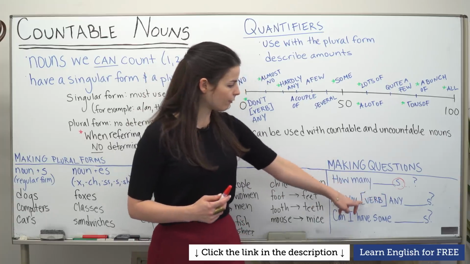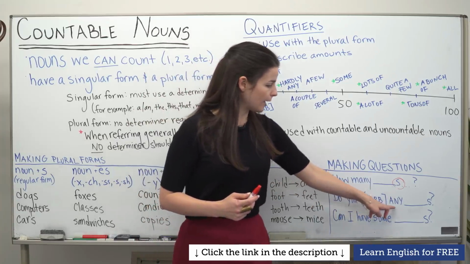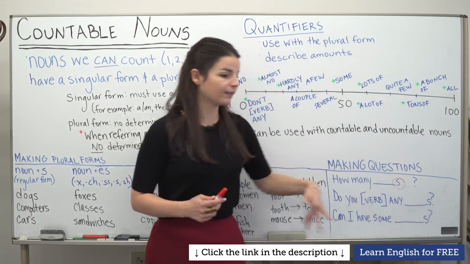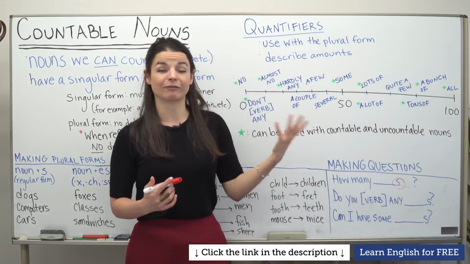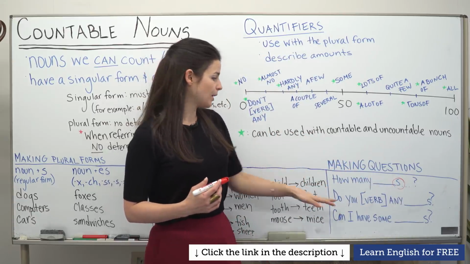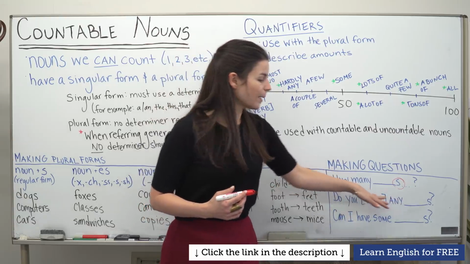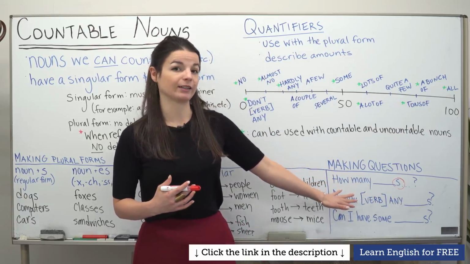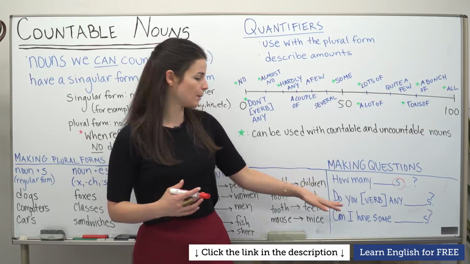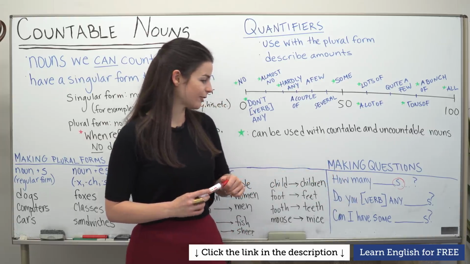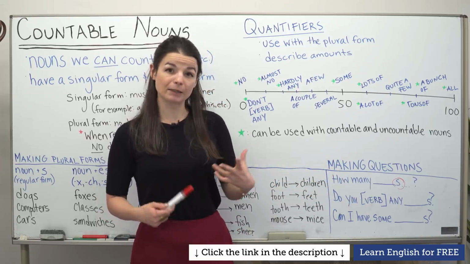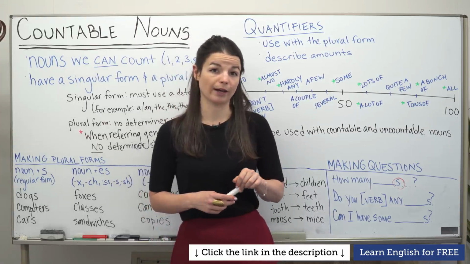So here I've got verb, and I've got any plus S, so this is maybe making an offer or asking for information. You need some kind of information if you're asking this question. It wouldn't be an offer, but asking for information. This is the kind of question you might be able to use with countable nouns.